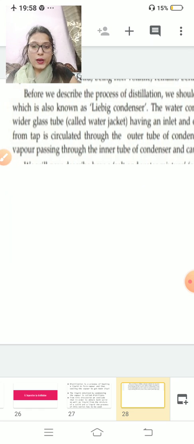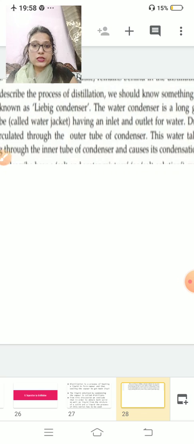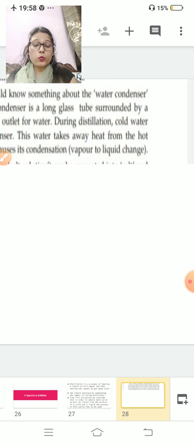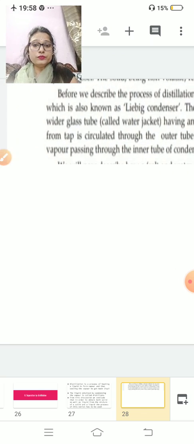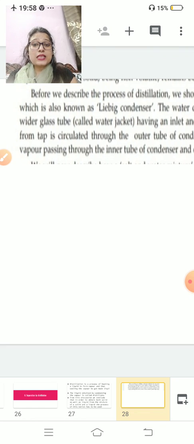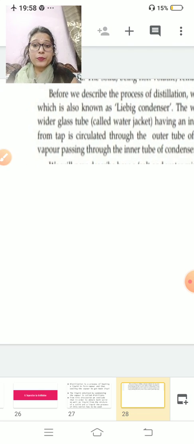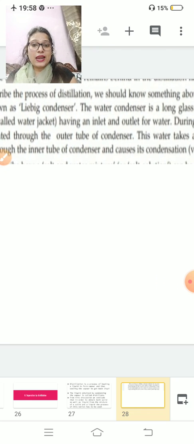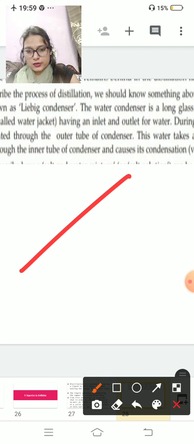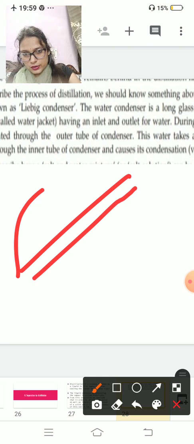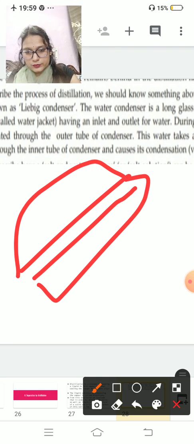Before going to understand the process, first I will describe the process of distillation. We should know something about the water condenser. Clear? Which is also known as Liebig condenser. The water condenser is a long glass tube surrounded by a wider glass tube called water jacket. I will show you. Having an inlet and outlet like this. It should be like this. One pipe is inside there and this is your water jacket. Clear? And one outlet is there and one inlet is there.